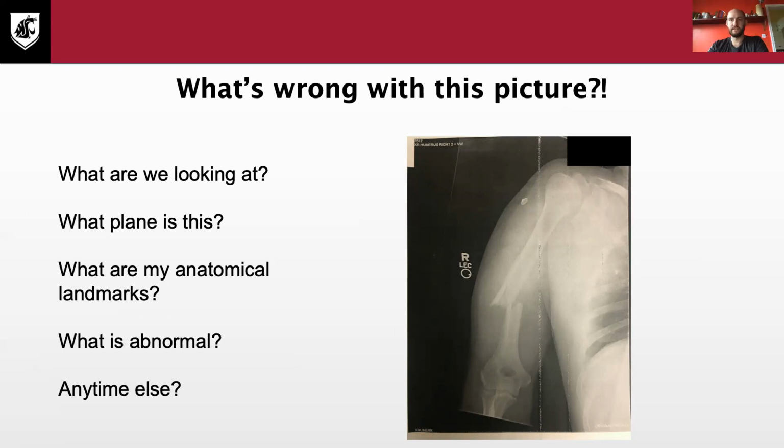So we can see this is a right arm. How do we know it's a right arm? We've got a nice R here, but if we didn't have that, what would be an anatomical landmark that we could see? We don't have any muscle. We do have this nice medial epicondyle right here that would inform us that this is a right arm, rather than just having some symbol right here.